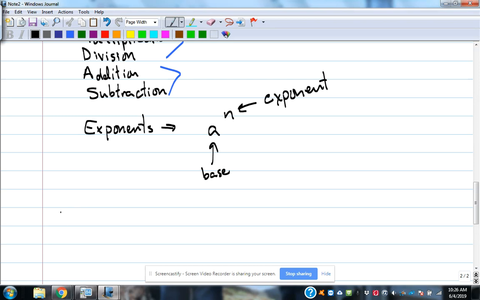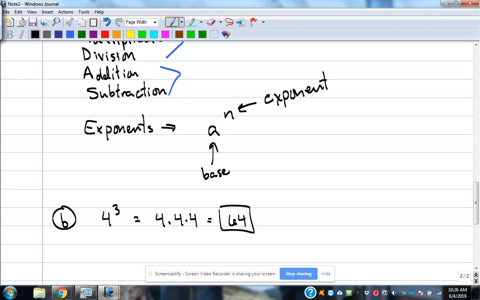So, for example, we'll be on example B here. 4 to the third power means take that base of 4 and list it out 3 times: 4 times 4 times 4. I know that that's 64.